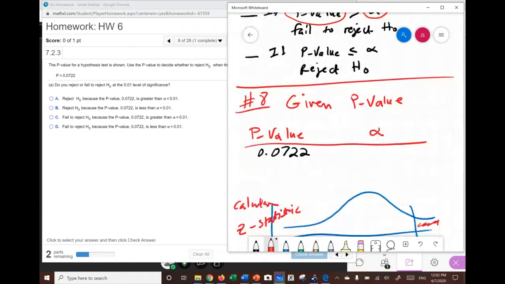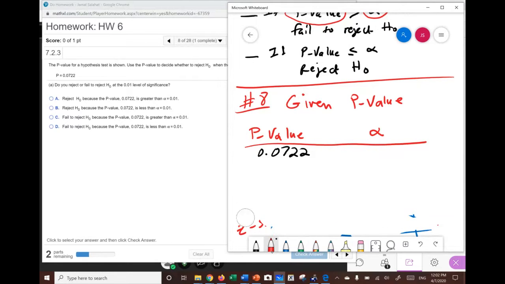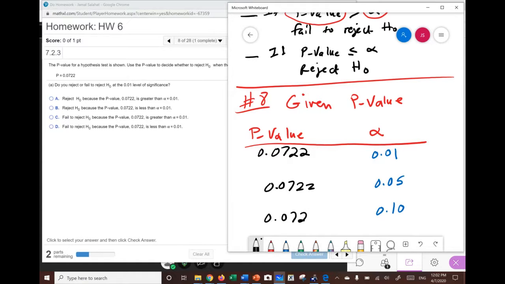And we are given three values of alpha. The first alpha we are given is 0.01. The second alpha is 0.05, and the third alpha is 0.10. Notice that the p-value didn't change. The p-value is the same for all. So the p-value here is 0.0722, and here is 0.0722.